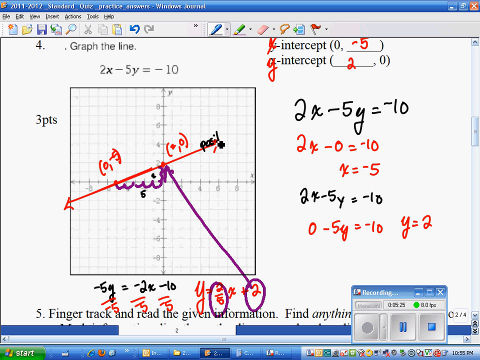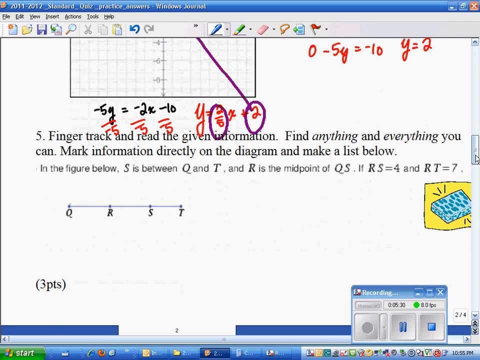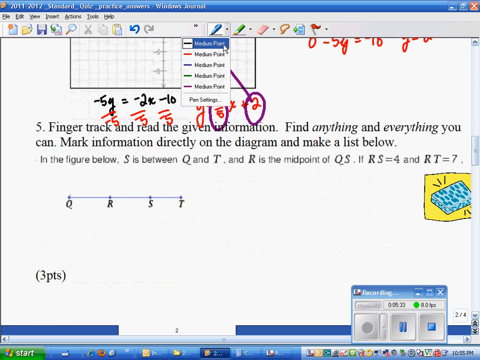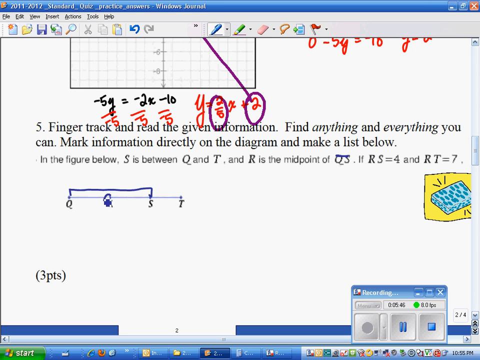It says finger track and read the given information. Find everything marked directly on the diagram. We know S is between Q and T, and R is the midpoint of QS. So here is Q to S. R is a midpoint. So that means these two segments are equal. We also know that R to S is 4, and we know that R to T is 7. So what else can we find?